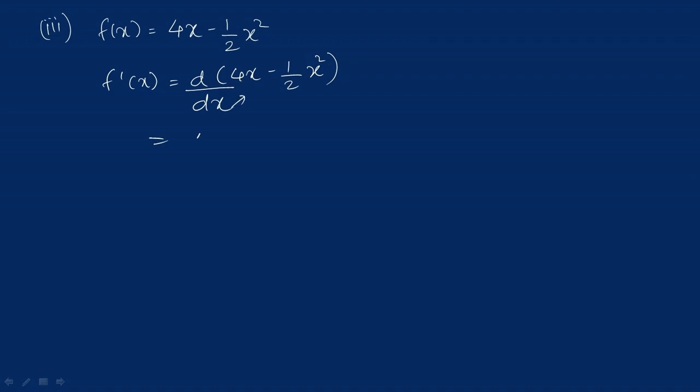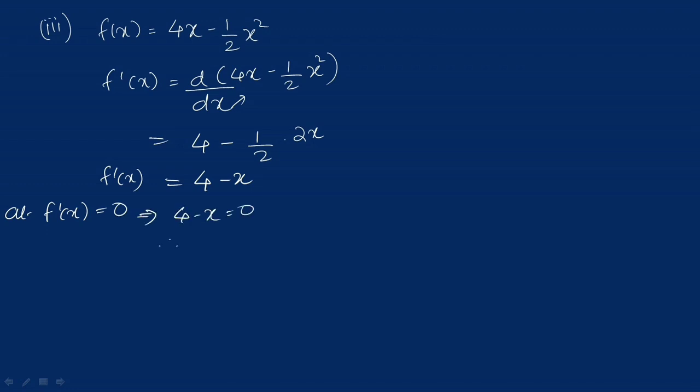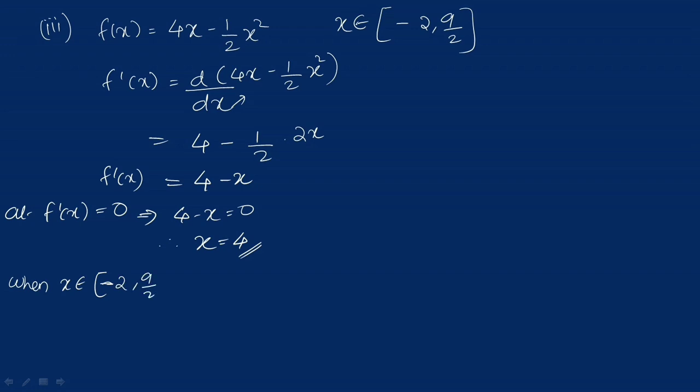d by dx of 4x, that is 4 itself, d by dx of half x square, that is minus half into x square, that is 2x. So we have f dash of x, that is 4 minus x. When f dash of x is equal to 0, 4 minus x is equal to 0. From this, the value of x is 4. So we have the interval, that is x belongs to minus 2 to 9 by 2. So the three values of x will be there, that is minus 2, 9 by 2 and 4. So minus 2, 4 and 9 by 2 are the three values of x.